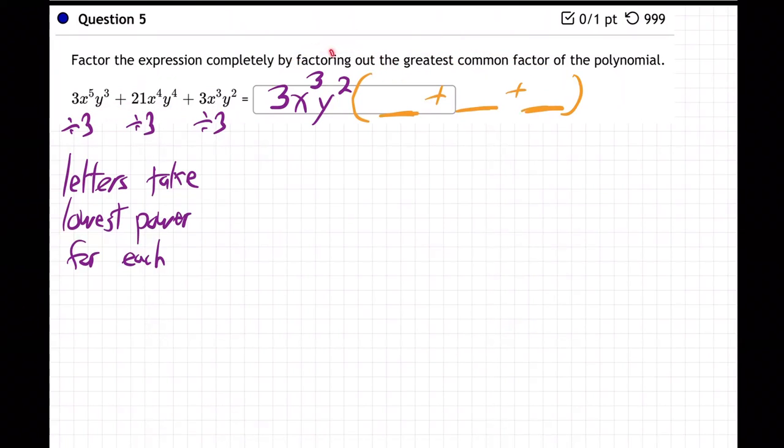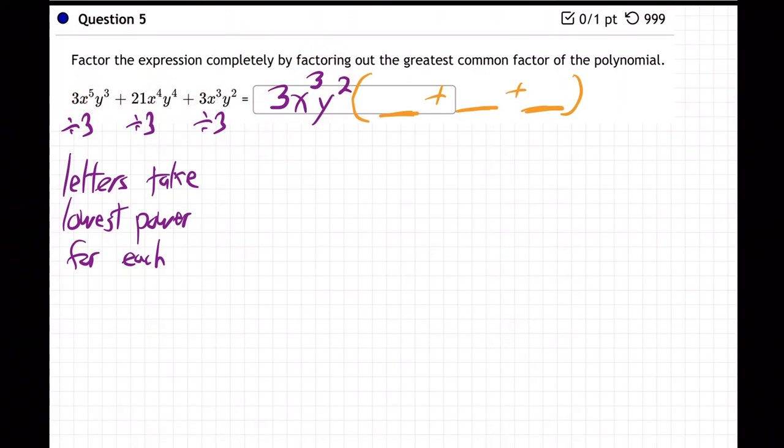So again, how did we get this 3x cubed y squared in the front? Well, it's the most they have in common. It's what they share in common, right? 3, all the numbers in the front, 3, 21, and 3 are all divisible by 3. That's the greatest number, the biggest number. It goes into all 3 of them. And then with the powers, you take the lowest power for x and the lowest power for y because that's what they have in common.